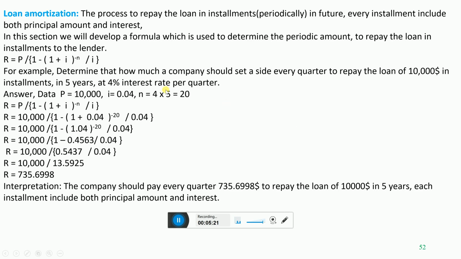Let me repeat this example in Dari as well. Okay, let me repeat the loan amortization in Dari.